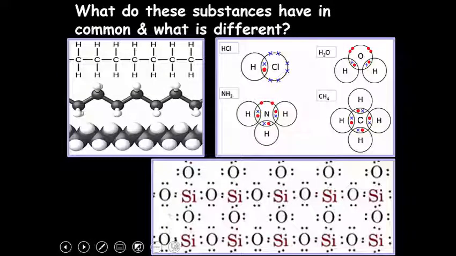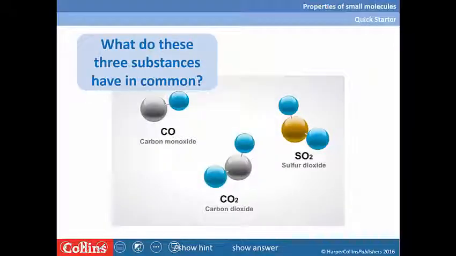Okay, so we've got various different diagrams here. What do they have in common and what is different? You might point out that they all have covalent bonds as a similarity. In terms of differences, you can see that the ones in the top right hand corner are all small individual molecules, while the two other sets of diagrams are all much larger, giant molecules, or giant structures rather.